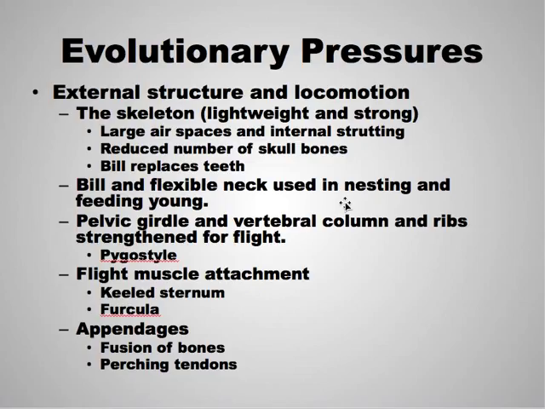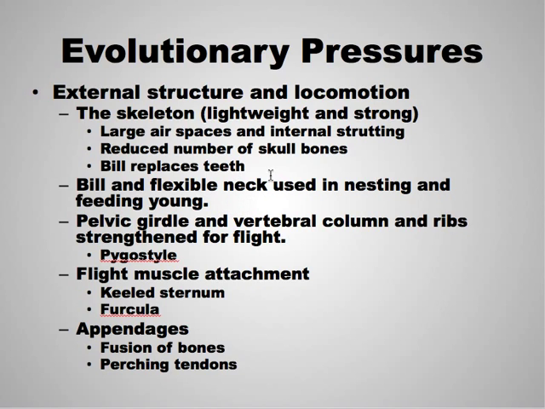External structure and locomotion of birds. Their skeleton is very lightweight and very strong because it does need to hold up to flight. It's made lightweight not by hollow bones, but by bones that have a thin matrix within them. They also do have a reduced number of skull bones and teeth, which are actually quite heavy. I know you don't think of them that way, but they are, and have been replaced by a bill.